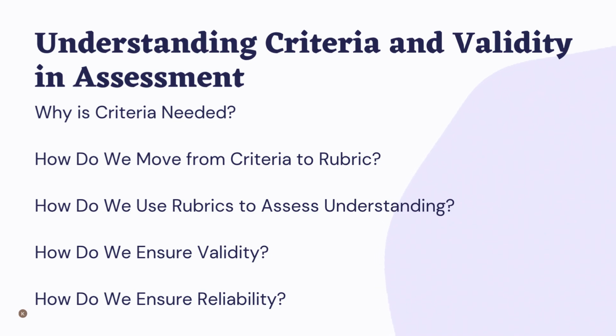How do we ensure reliability? Reliability refers to the consistency of assessment results. To ensure reliability in assessments, consider the following strategies. Use well-defined criteria and rubrics that minimize ambiguity in evaluation, leading to more consistent grading. Provide training for educators on using rubrics and criteria to ensure that all evaluators apply them consistently.